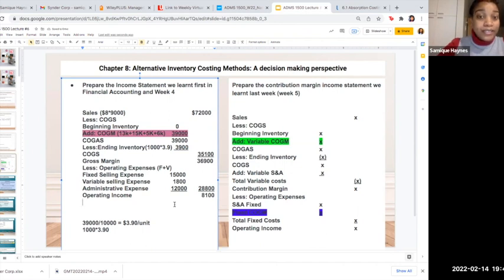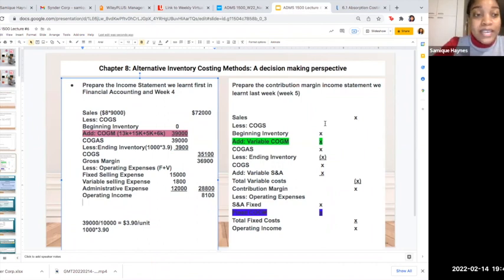Yes, great. Now let's look at the income statement we learned last week, which is the contribution margin income statement. This one takes cost of goods manufactured and it separates the variable from the fixed.